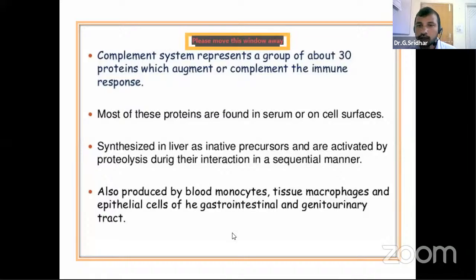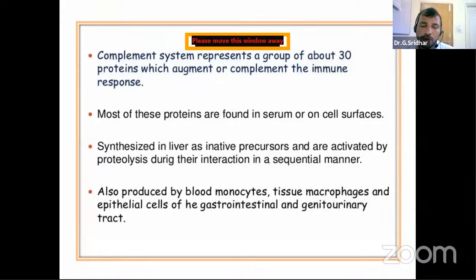As you can see here, they are synthesized in the liver as inactive precursors and activated by proteolysis during their interaction in a sequential manner. They are also produced by blood monocytes, tissue macrophages, and epithelial cells of the gastrointestinal tract and urogenital tract. The slide explains that complement proteins are more or less 20 to 30 proteins, but the main proteins are C1 to C9, which are involved in the classical, alternative, and lectin pathways.